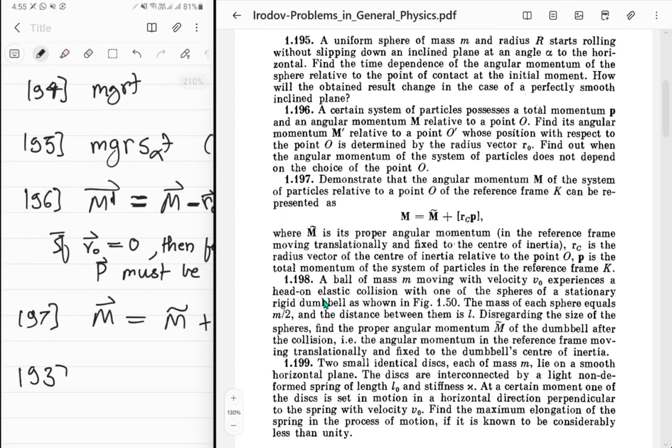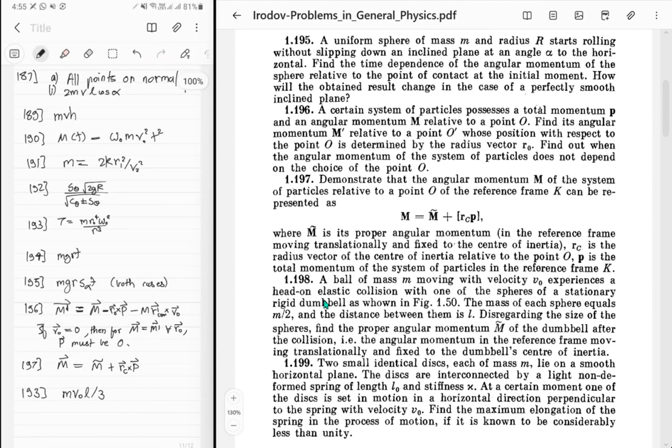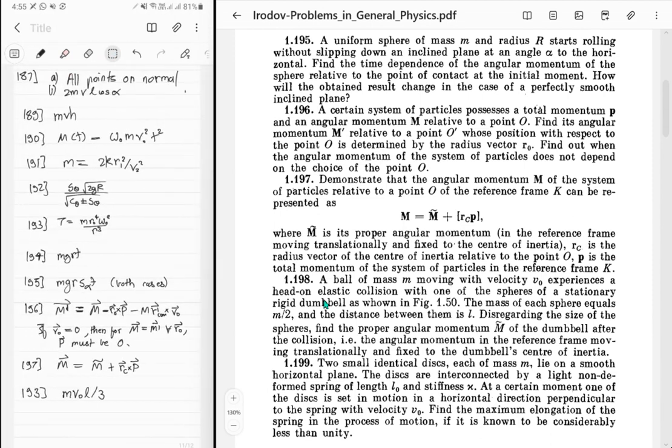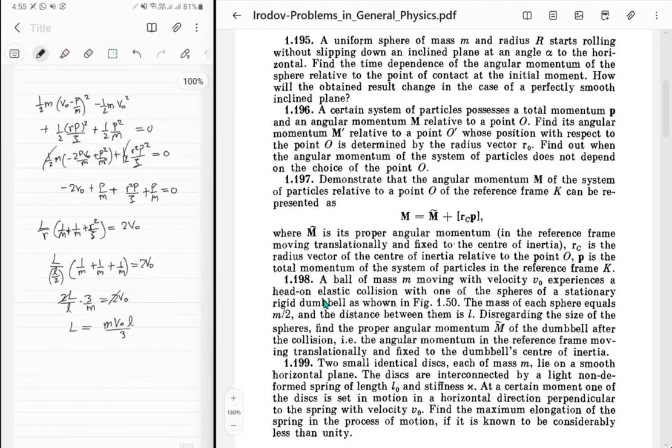198. Nice. But I do remember I did make some kind of derivation for this thing. I don't know. Wait, it's not 193, it's 198. Okay, 199. Last question.